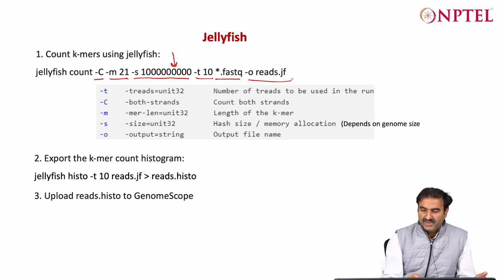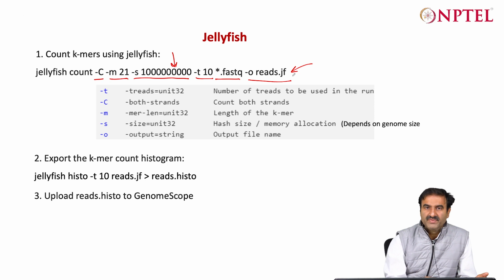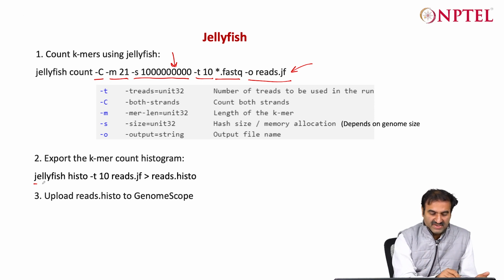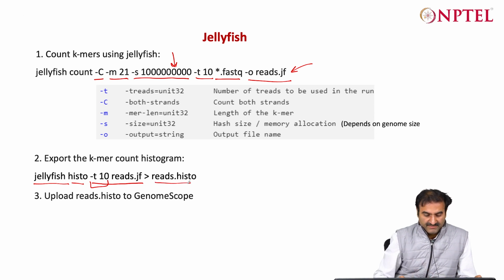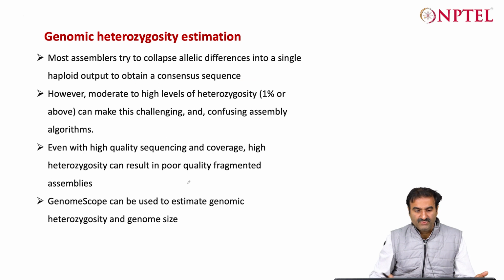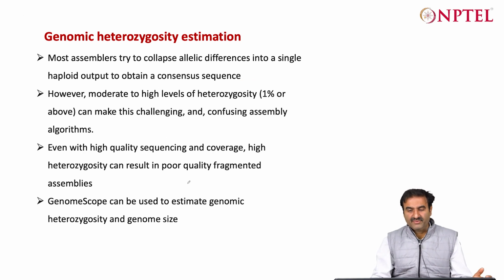Okay, so then it is basically storing that in this output file, which you will be using in another program, which will be drawing the histogram. So basically jellyfish histo. Here with minus threads you specify how many threads you want to use, then the reads file and the histogram. Okay, so it will give you a histogram of the heterozygosity.